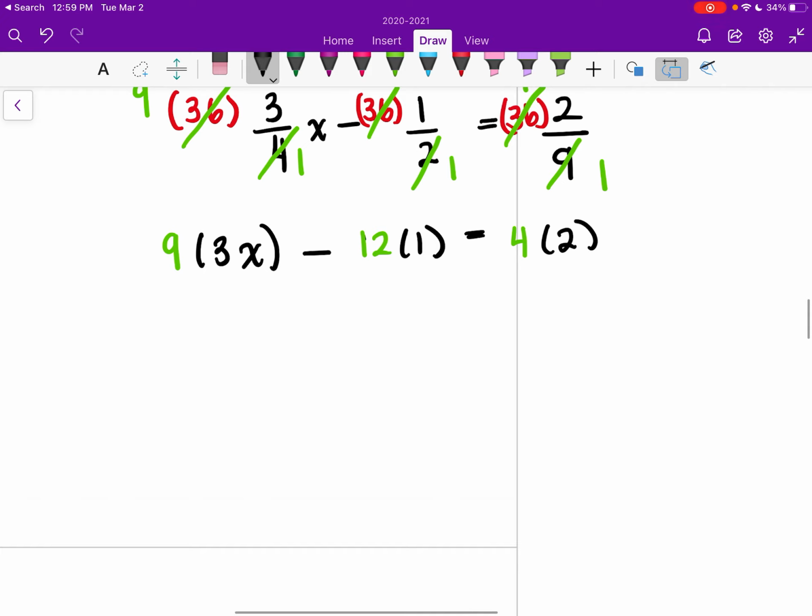So let's go in and just simplify this. 9 times 3x is going to give me 27x. So I'm just going to write that in, 27x. 12 times 1 is just 12, equals 4 times 2 is 8, right?